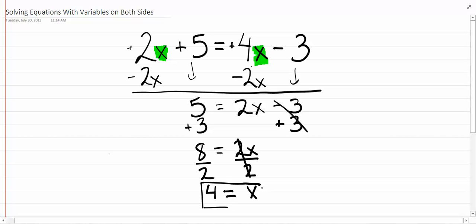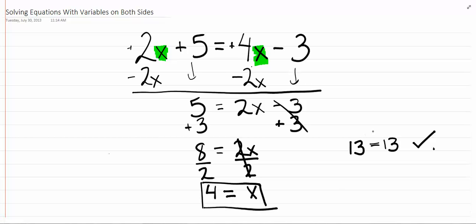If we plug in 4 for x, we should get the same thing on both sides, so let's try it. 2 times 4 is 8, plus 5 is 13. 4 times 4 is 16, minus 3 is 13 as well. So 13 equals 13 is a true statement. If you get something like 12 equals 13, that is not a true statement, and so you did something wrong. So make sure that when you plug it back in to check, both sides of the equal sign come out to be the same.